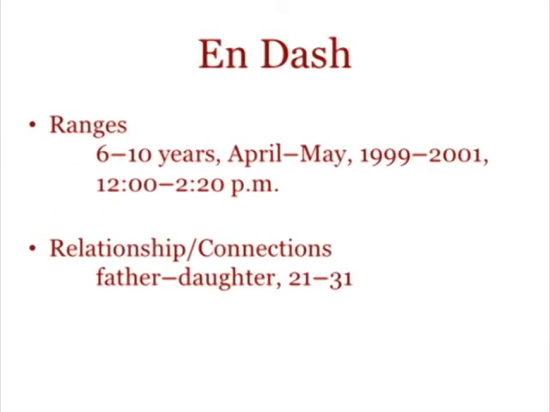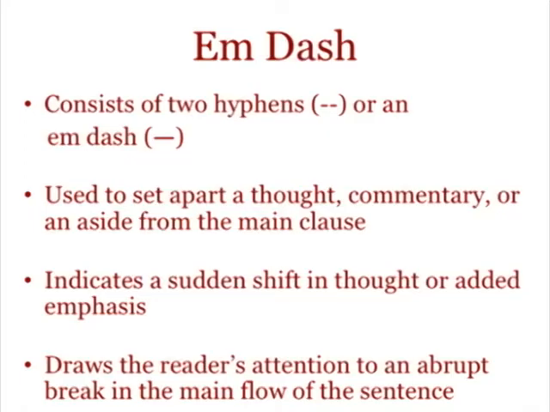The N dash has a very specific use. It is used with numerical ranges such as years, months, and times. Additionally, you find them when you talk about a connection, such as a father-daughter relationship, or last week's football score, which was 21-31. Both the N dash and the M dash can be inserted into a text using the insert symbol feature in Microsoft Word. The N dash can also be created using two hyphens in a row.